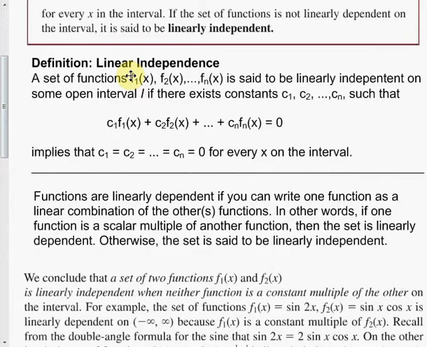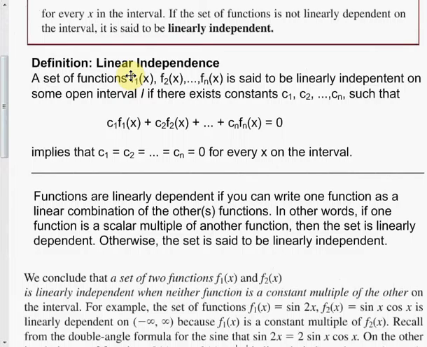Linearly independent. Now, if you can do that, then you get the idea of linearly dependent. That means that a function does depend on other functions. That I can take functions 1 and 2 and I can write those as a combination to get function number 3.